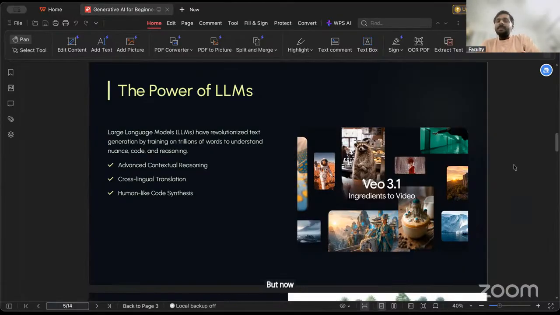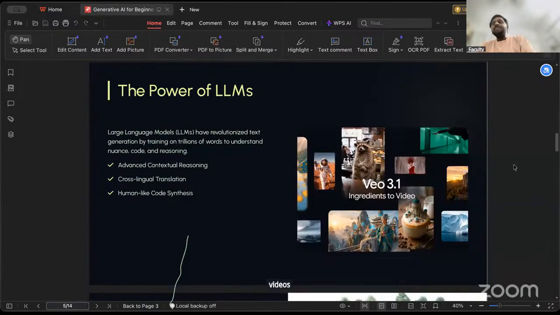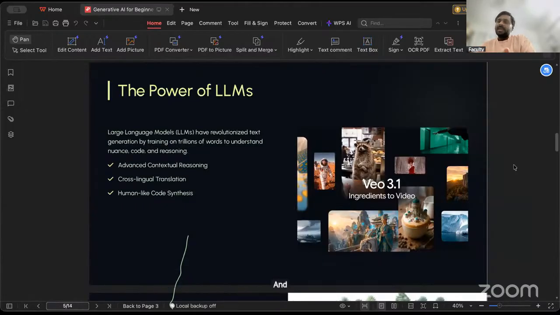But now we are into multimedia. So when we want to generate images, when we want to even generate videos, unstructured data should also be generated through your LLMs, and that is currently possible. Now you can give a simple prompt, and LLM can give you directly ready PPTs, ready-made videos, ready-made images as well. So this is pretty much possible.